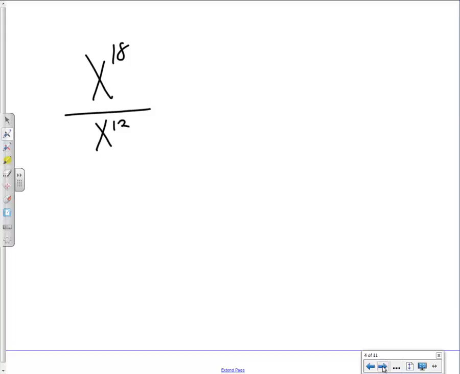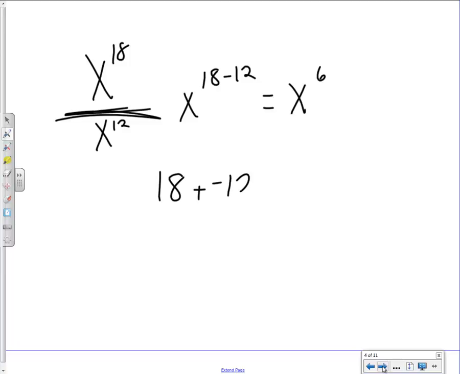Okay, the bases match, so I'm going to bring the x straight over. 18's on top, so it goes first, minus because it's a division problem, the 12. When I subtract here, I get a positive 6. How do I know? The signs are different. Subtract and take the sign of the bigger number. The bigger number was positive 18, and so I get a positive 6 for my final answer.